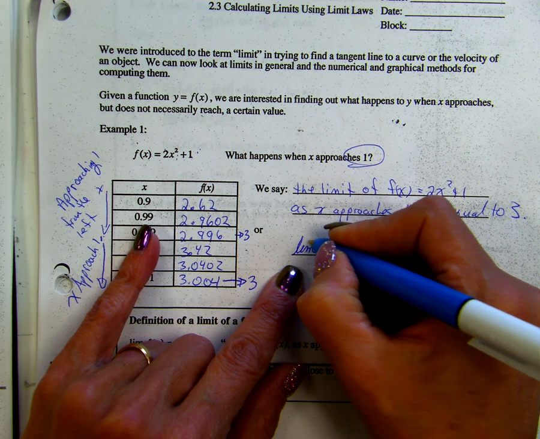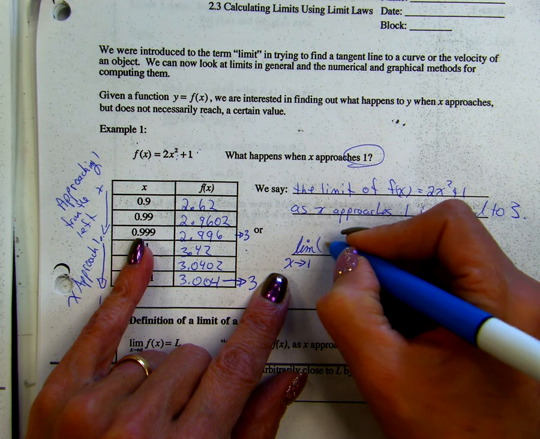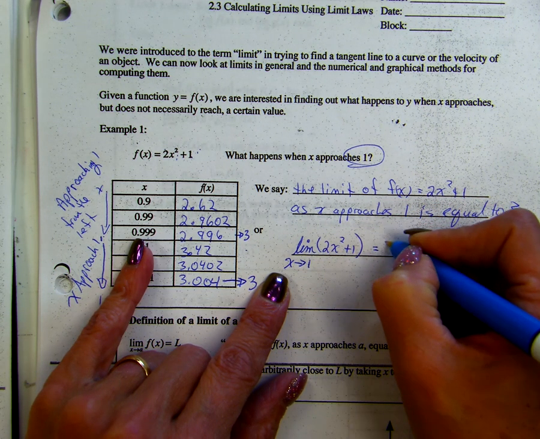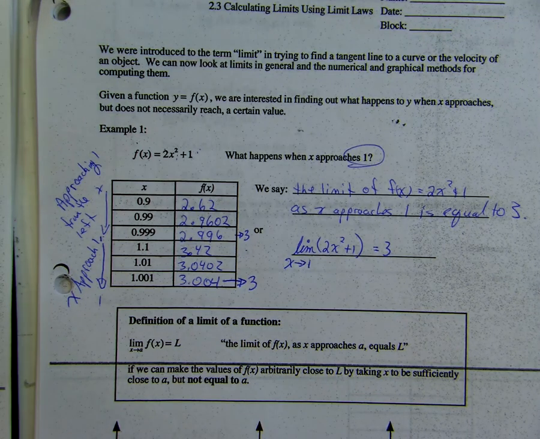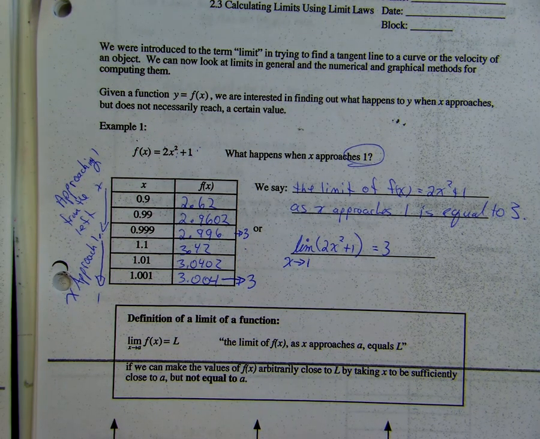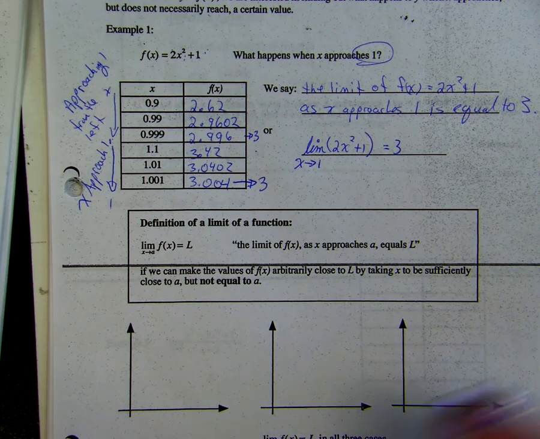We say this: the limit as x approaches 1 for our function 2x squared plus 1, that limit is equal to 3. Okay, which is a whole lot of work when you already knew the answer to the question, but we are going to be working with functions where you don't. So here's our definition of a limit.